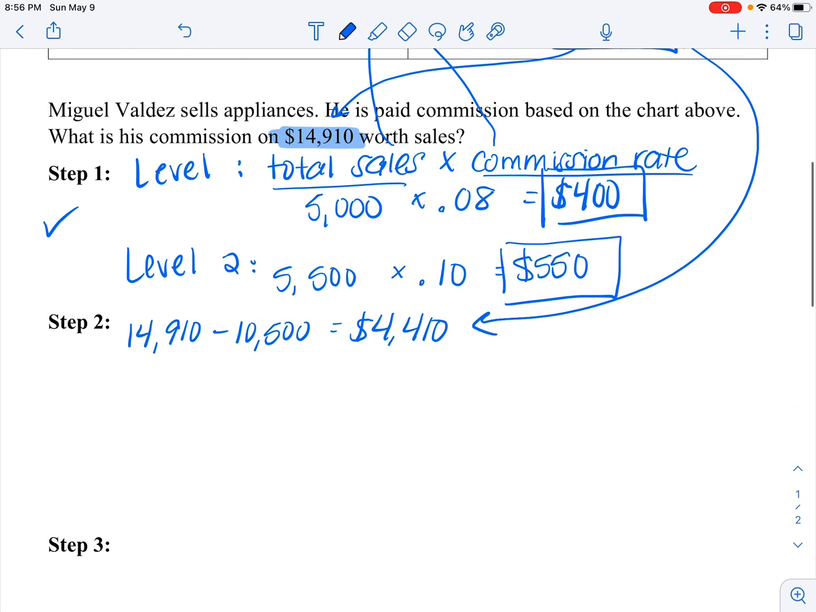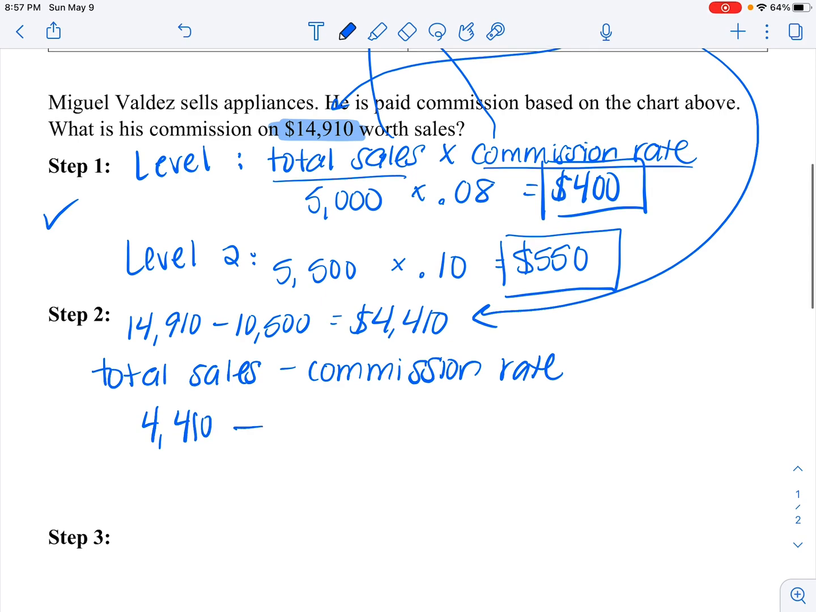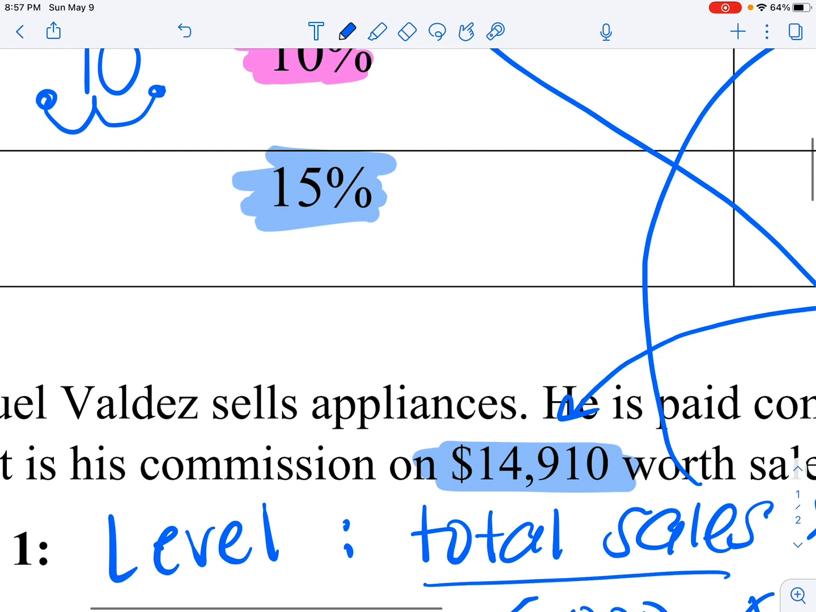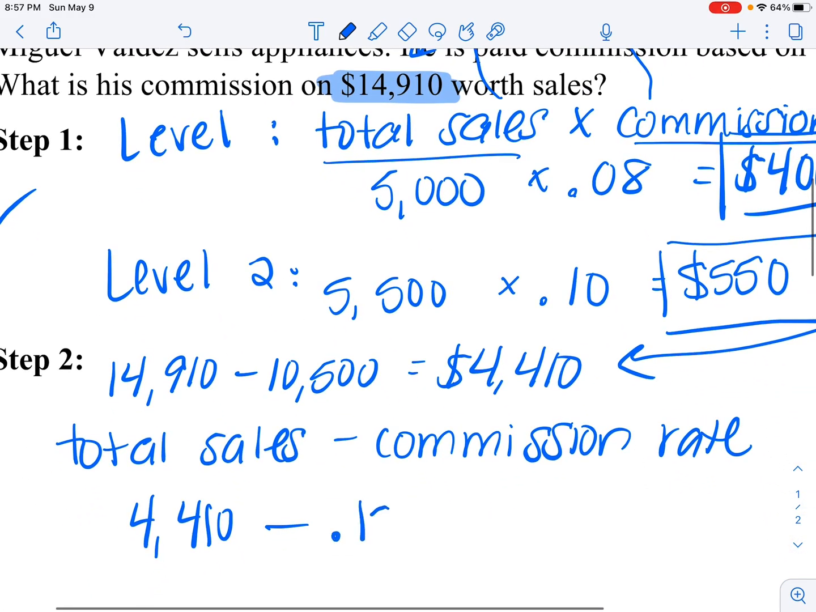So if we have our formula, total sales times commission rate, our new total sales is $4,410. And our rate is the rate that they give us up here. So 15%. But we're going to put our decimal in the back, 2 places to the left. Now it's in front, so 0.15. Oh, sorry, I put minus. I made a mistake. Times.